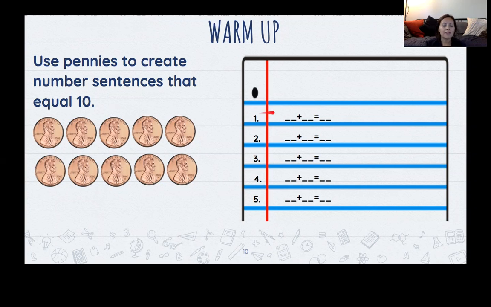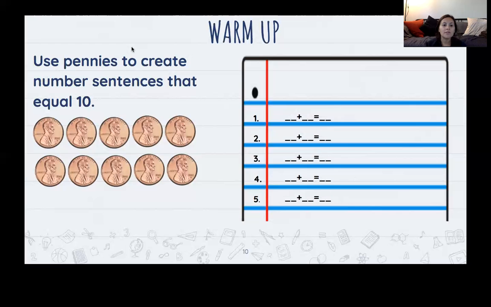On your paper, you're going to write different number sentences that all equal the number 10. All right, so how can I make these pennies equal the number 10? I could do a group of 10 plus how many more? 0 more. I could do a group of 5 plus another group of 5, and what does that equal? 10, you're right. Go ahead and pause the video and try to do this with 5 different number sentences.